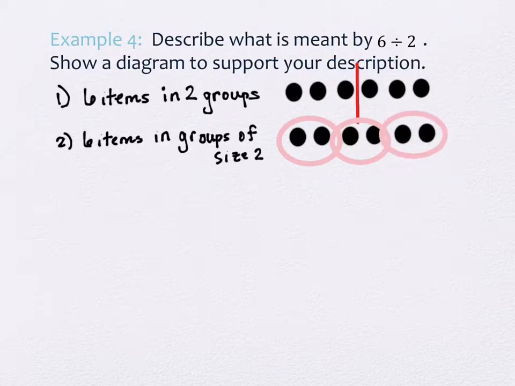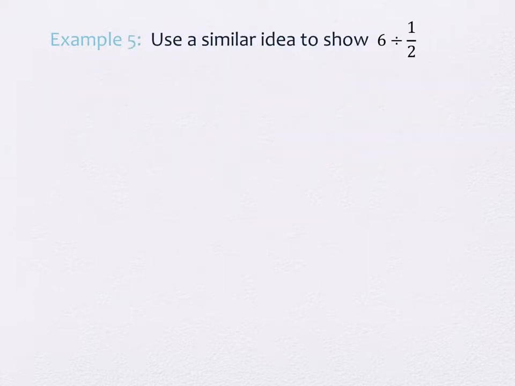If I split them into groups of size 2, the question would be how many groups do I have, right? And it would be 3. So here there are 3 groups, and up here we end up with groups of size 3 in each group. The second description works for fractions. So we're going to take an example of 6 divided by 1/2 to see how it works.